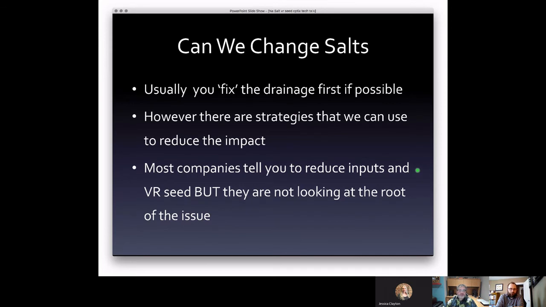Well, can we change the salts? Usually we have to fix the drainage first. However, there are strategies that we can use to reduce the impact of the salts on that crop. Most companies will tell you to reduce your inputs in VR seed, but they're not really looking at the root of the issue. They're just telling you not to put inputs there. Well, that's an easy button fix. We want to know why these problems are there, and is there anything we can do about them?